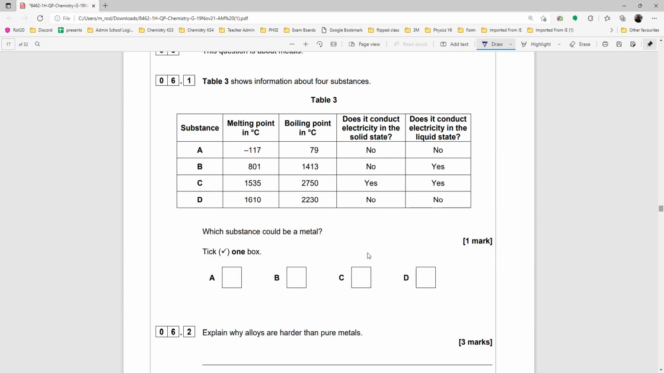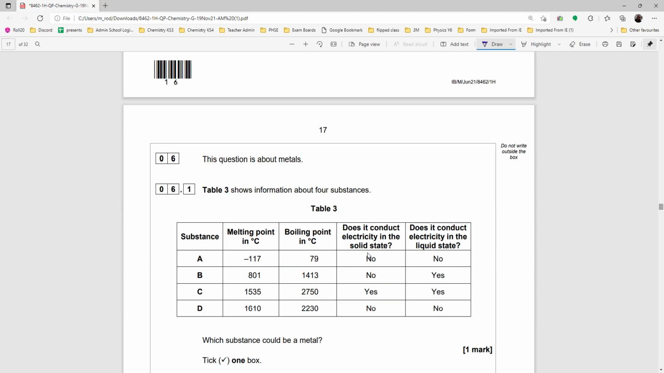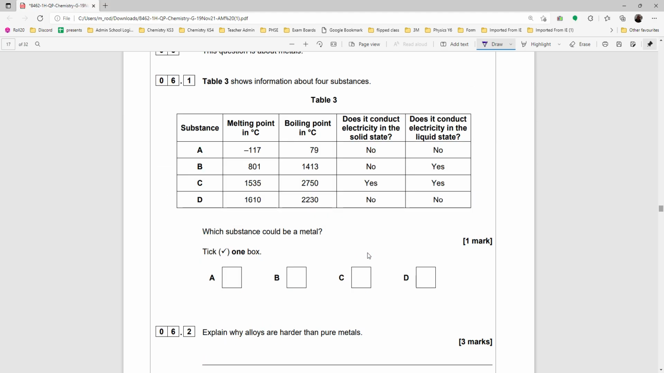Okay, next question, 6.1. We're working through. This table shows information about 4 substances, A, B, C, and D. First of all, which substance could be a metal? For it to be a metal, it'll have to conduct electricity as a solid and as a liquid, which means there's only one option. And that has to be C.